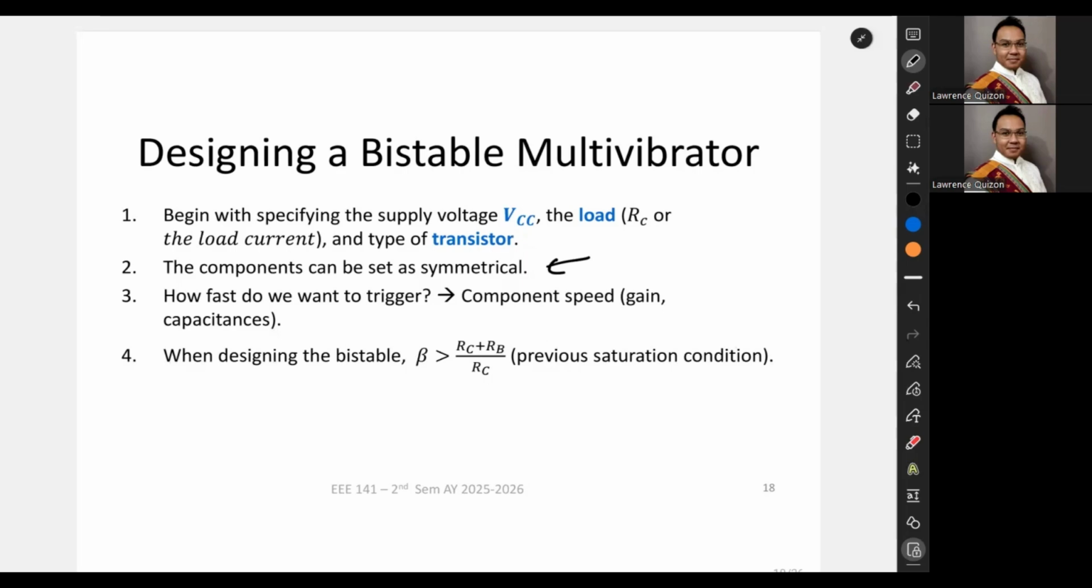Next, we want to think of how fast we want to trigger. That is, when we have two trigger spikes close together, how far away are they at minimum? Depending on that, we may have to think about how fast the components are, what the parasitic capacitances around the transistors are, but we didn't cover that. Next, with designing the bistable, this is the saturation condition that we derive: Beta has to be greater than (RC plus RB) over RC, or else we won't be able to enforce that one side is saturated when the other is cut off.